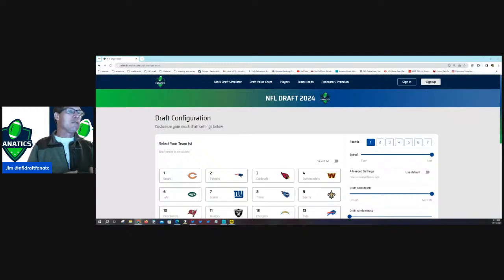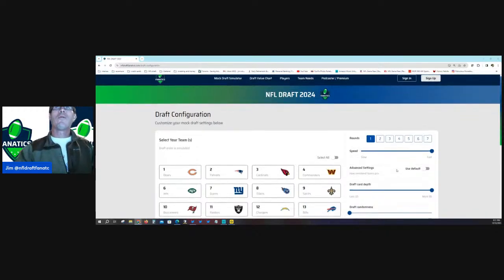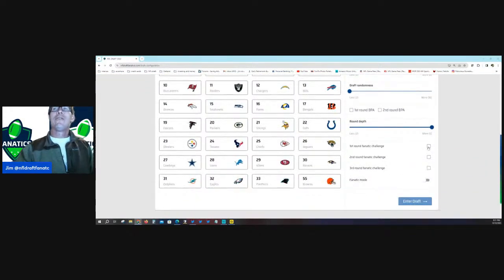So what we're going to do is some first-round challenges, a second-round challenge, and a third-round challenge to start setting the board up. It's a first-round challenge. That's this button right here. And we're going to do the Houston Texans. So specifically, I need to work on the DBs for round 1. So we're going to do a first-round challenge with that.